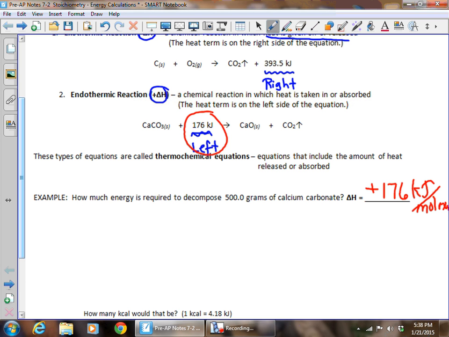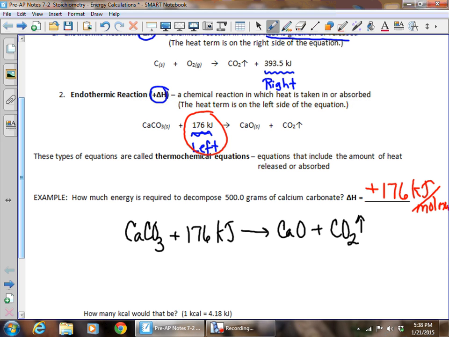So if we want to solve this problem asking us about how much energy we need to decompose 500 grams of this calcium carbonate, the first thing we need to do is to write the equation. And label it just like we always have. So it told us we had 500 grams of calcium carbonate, and it wants to know how much energy. So our heat term, our energy term here is going to be our unknown. So we don't need any of this other information.